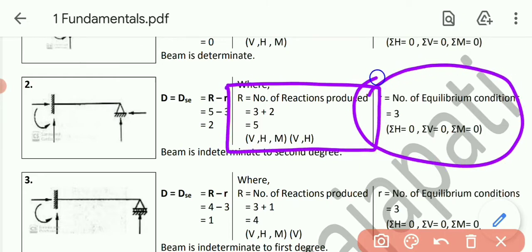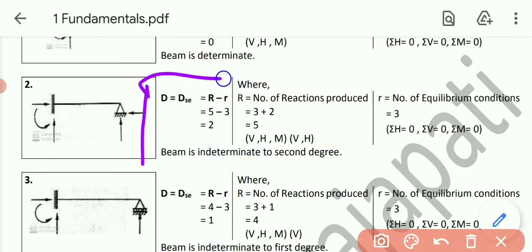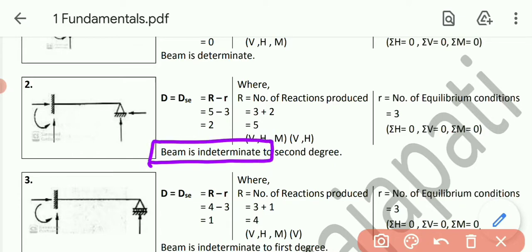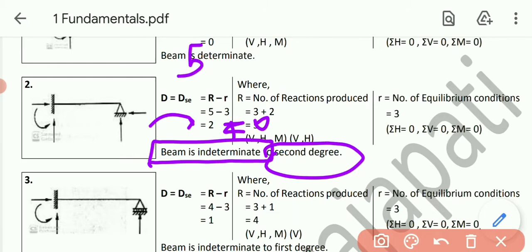Talking about small r, that is always 3, the number of equilibrium conditions. Putting these two values in the formula, DSA equals capital R minus small r, capital R 5, small r 3, I will get the answer 2. As the answer is not 0, it is not a determinate structure, it is indeterminate. So the beam is indeterminate, as it is not equal to 0. The answer is 2, so we can say it is indeterminate to the second degree. If the answer comes 5, then I can say it is indeterminate to the fifth degree, like that.